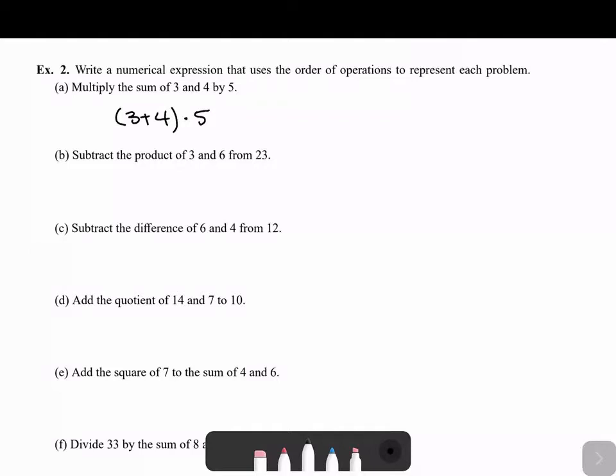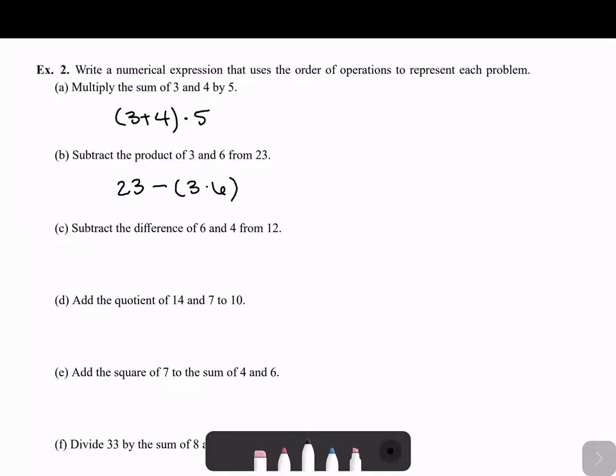Okay, B, subtract the product of 3 and 6 from 23. So we're subtracting from 23, so it's going to be 23 minus something. And again, because we're subtracting by the product, that means that in order to get the product, we first have to multiply. So this one's really similar. The fact that there is the word product there tells you that we have to multiply first. And right, just like in part A, the fact that there was the word sum here tells us we have to add first.